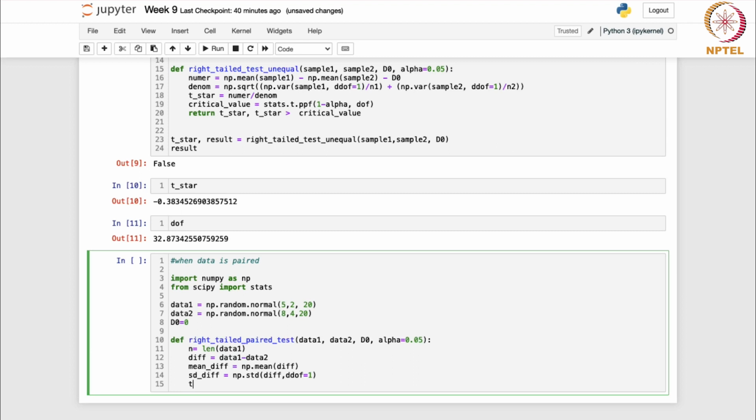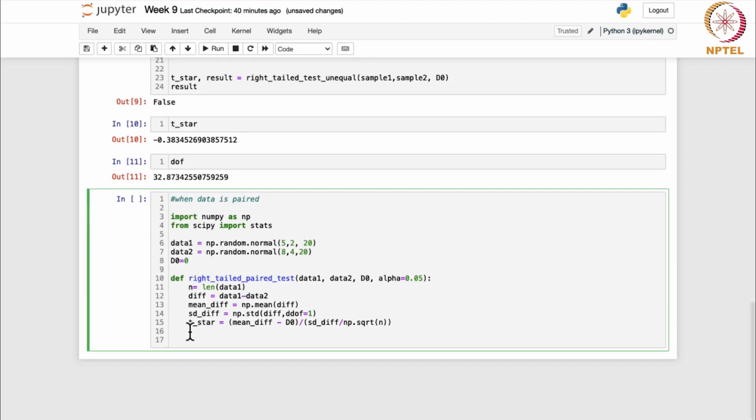Now you can calculate your t star value. So mean differences minus d0, divided by sd differences divided by square root of n, right? So np.sqrt of this n. So this is your t star value, the test statistic, because it is d bar minus d0 whole divided by sd over root n.